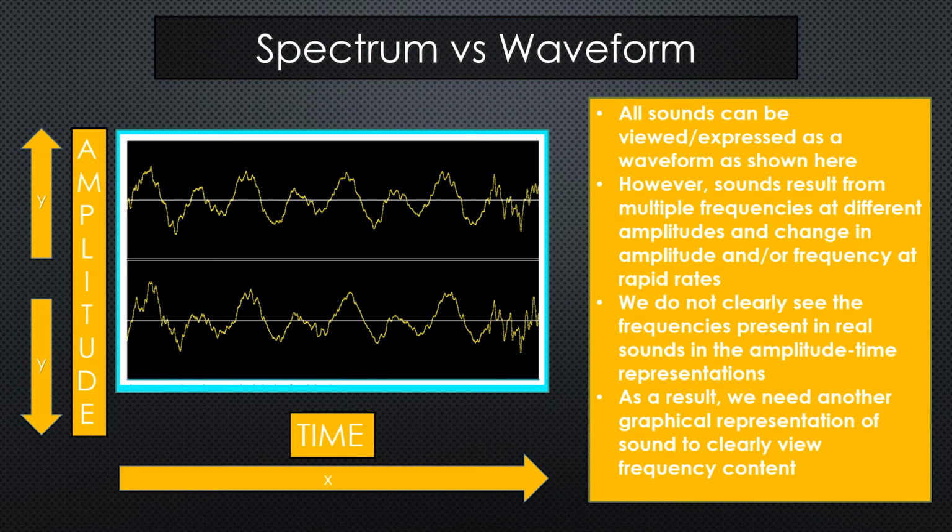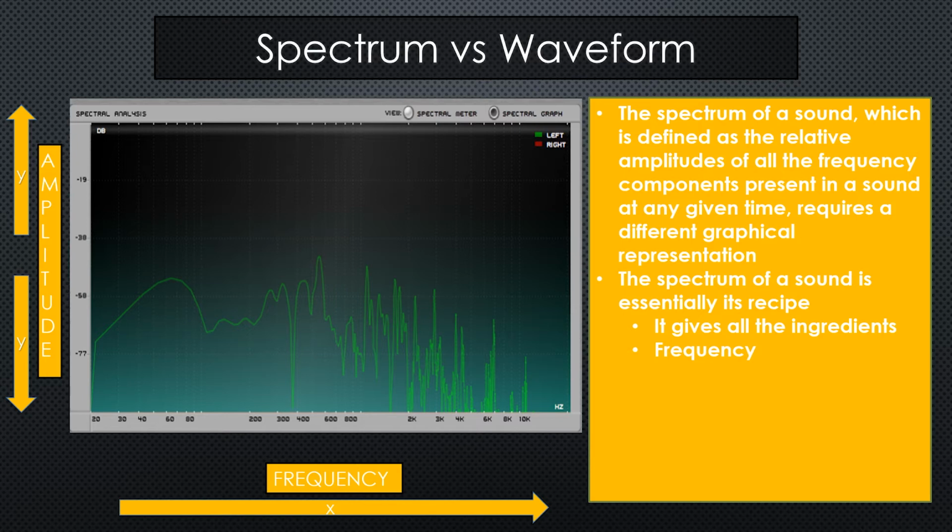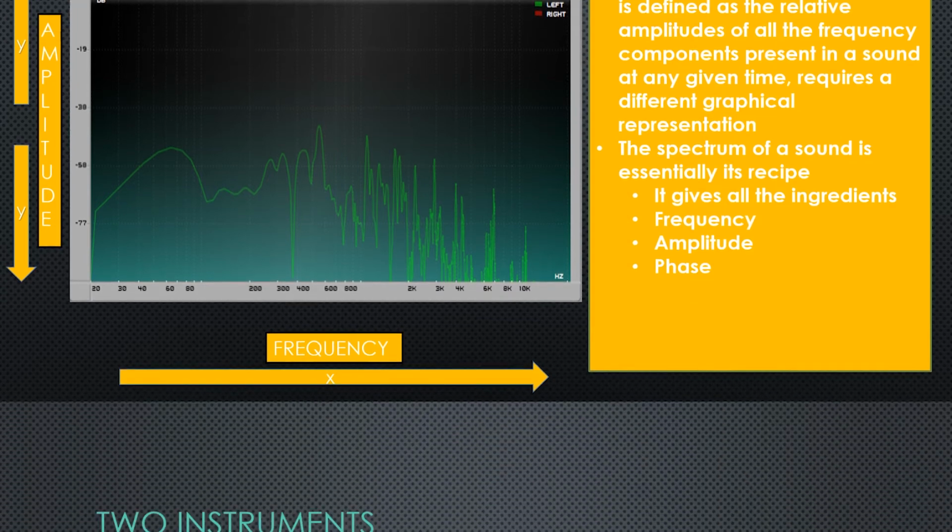As a result of this issue, we need another graphical representation of sound to clearly view frequency content, and luckily we have one. The spectrum of a sound, which is defined as the relative amplitudes of all the frequency components present in a sound at any given time, requires a different graphical representation. The spectrum of a sound is essentially its recipe. It gives all the ingredients compared to this time domain representation, which really lets us only see amplitude changes. This spectrum is going to tell us everything we want to know about the sound. It's going to tell us the frequency of various components, the amplitude of each of those frequencies, and it can also tell us the phase of each of these frequencies.